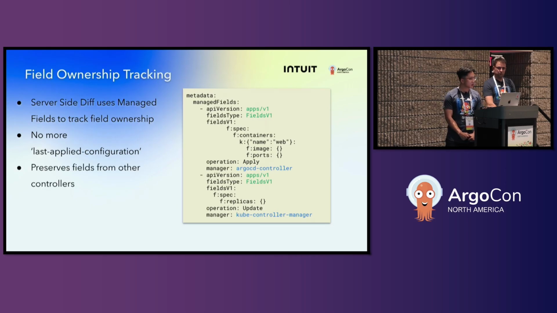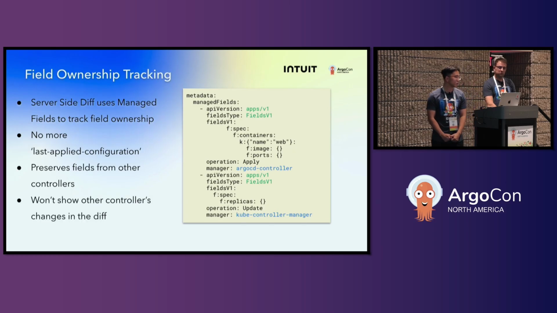And with this, we actually preserve the fields from other managers. So let's say our replicas were updated by the Kube controller manager. Argo CD would not be touching that. And what this means for the diff is that we will not show other controllers' changes in the diff, and we wouldn't get these out of sync issues.